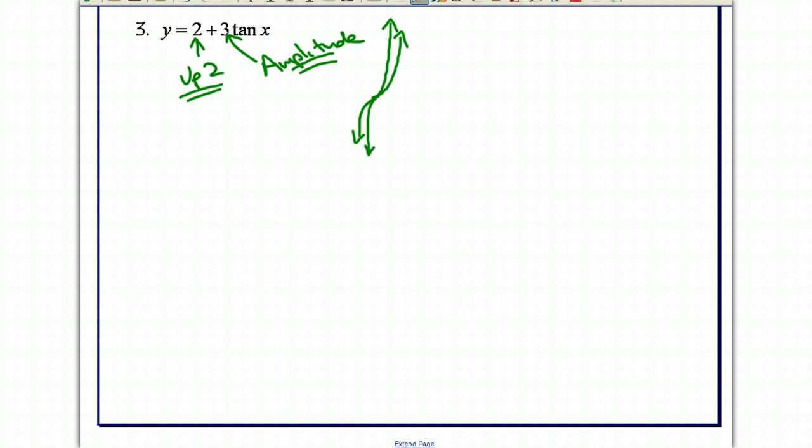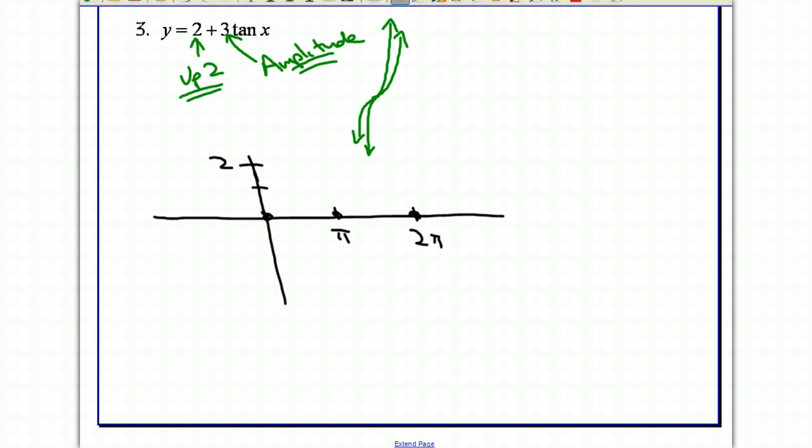So let's think about this graph. Sketch my axes here. Remember tangent? It was at 0 and pi. These are my zeros. 2 pi. Those are my zeros. But now I have to lift it up 2. So I lift those up 2, and now here's where my zeros would be. The vertical asymptotes haven't changed. Pi halves, 3 pi halves, 5 pi halves, etc.